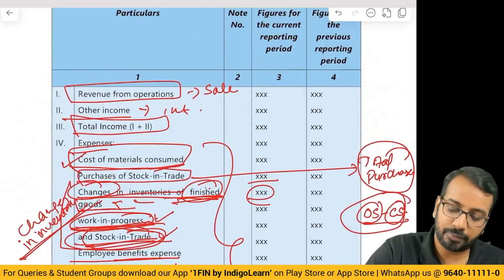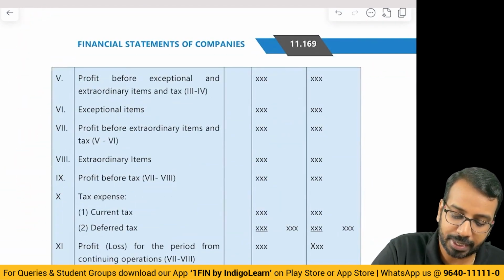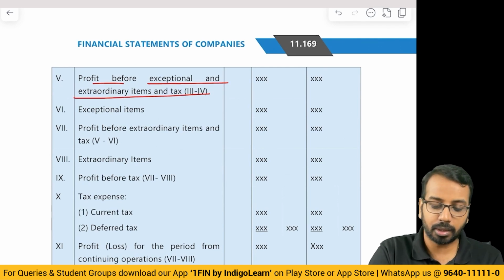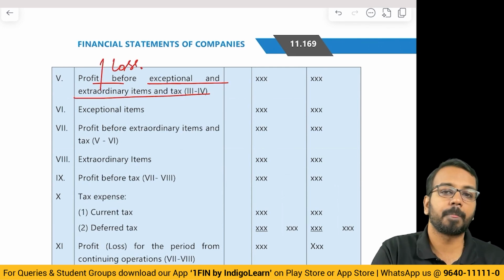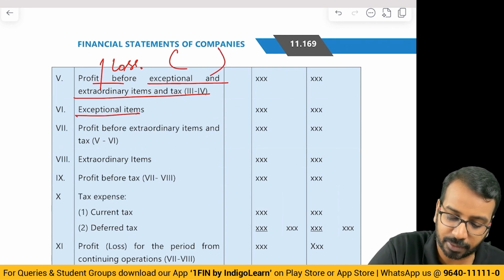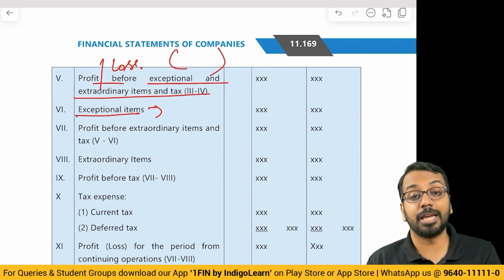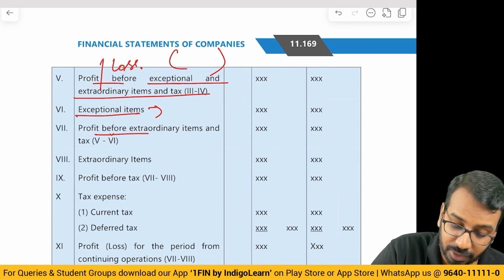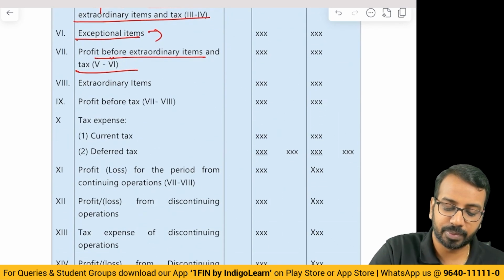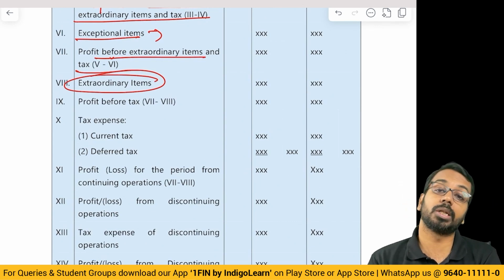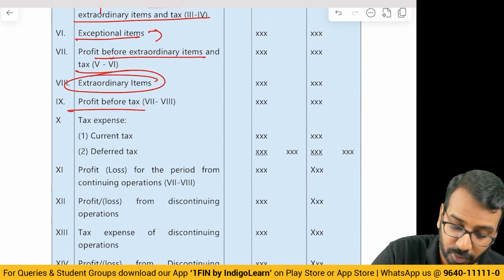So once you have total income and total expenses, you get profit before exceptional and extraordinary items, or there could be loss also, right? Loss you can present in brackets. Then exceptional items, items which are ordinary but are of significance, and that will give us profit before extraordinary item. Then you will disclose extraordinary items which are not in the ordinary course of business. Then you will get profit before tax.